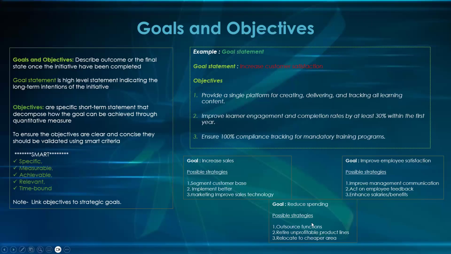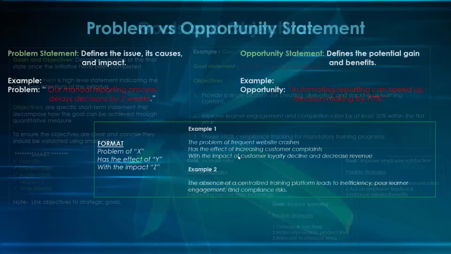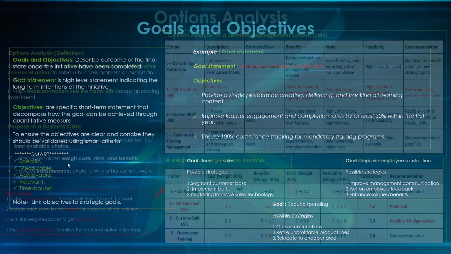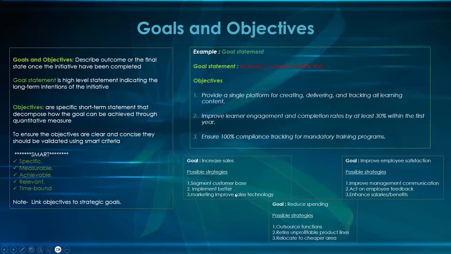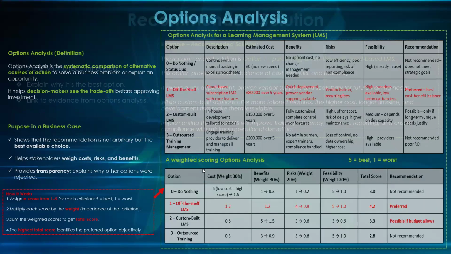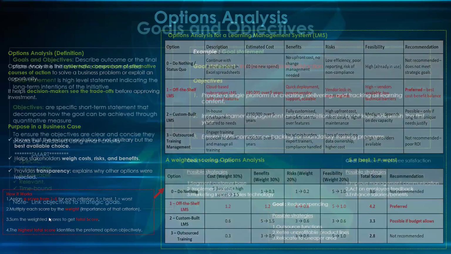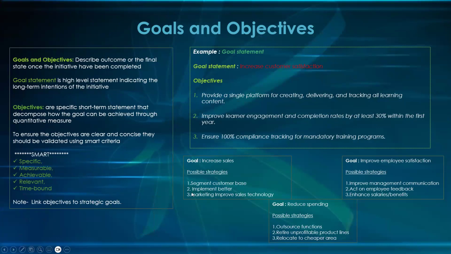So the same thing here. I have to correct this. I have to correct that. Let's understand before I go out of this page. I hope you understand here. I made a mistake here. So this is supposed to be implement better marketing. Then the third one is to improve sales technology.